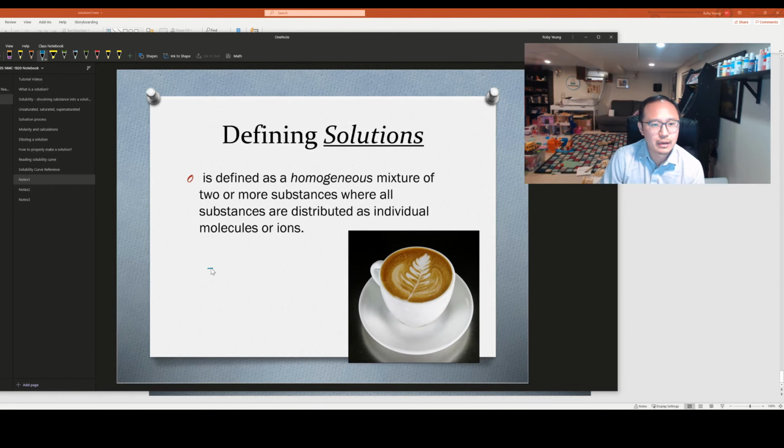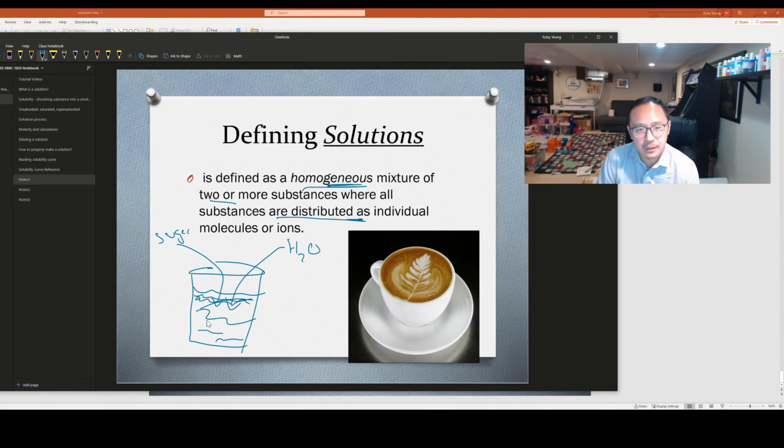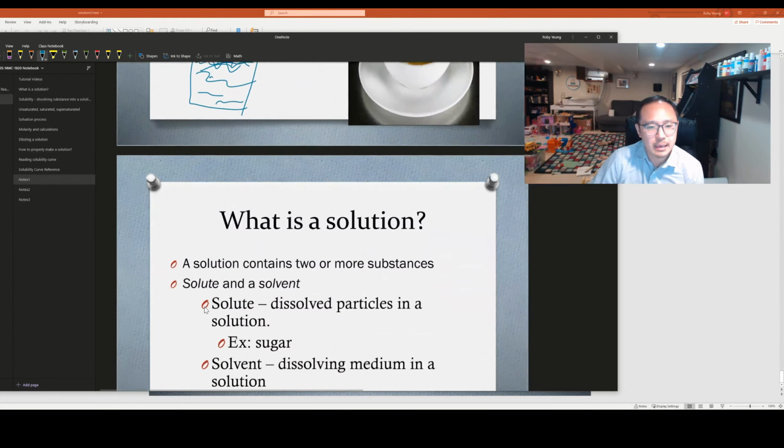Like if we were to have a drink of tea here, right? A homogeneous mixture is just where they're evenly distributed. So when you put sugar and water in here and you stir it up, or just like your Kool-Aid, this solution is going to look the same from the top to the bottom, right? That's your homogeneous solution. It's well mixed together and it will not separate.